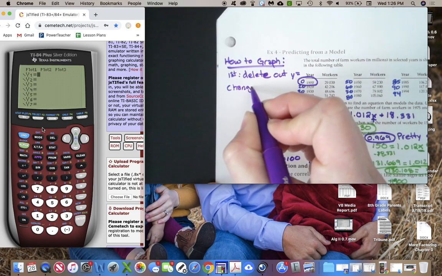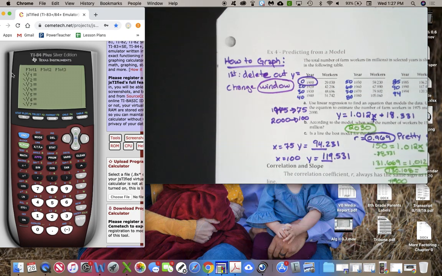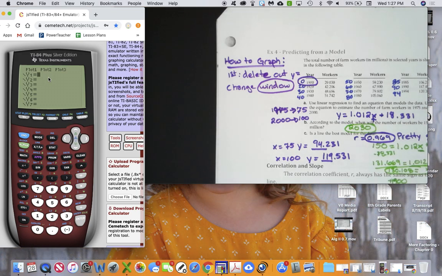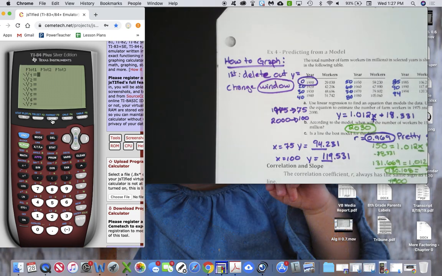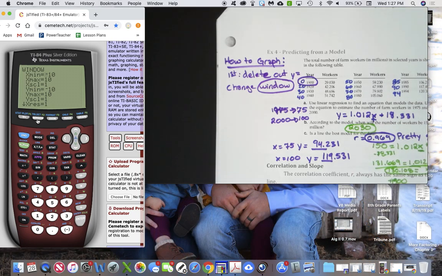Just delete out your y equals. So click the y equals button here. And if there is an equation up there, get rid of it. Clear it out so that your calculator is not wanting to graph it. Okay, so now we're going to go to window. We're going to change our window. Window is here. Click on window real quick. We're going to graph this data. Click window. Okay? Now look at our mins.